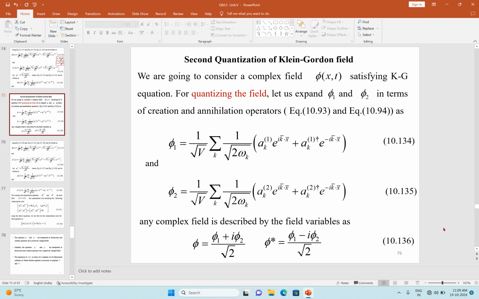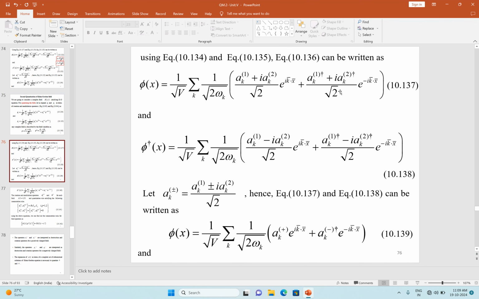Now we are going to combine these two, equation 10.134 and 10.135, and substitute here 10.136. We will have this equation for phi of x and phi dagger of x. Earlier I said phi star, but now it is phi dagger because we are going to take the complex conjugate for the operator. They are all field operators. If it is a function, then we can go with phi star. If it is an operator, we always think about only dagger. So your phi of x becomes equation 10.137, and phi dagger of x is nothing but 10.138.